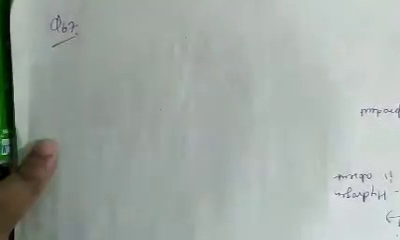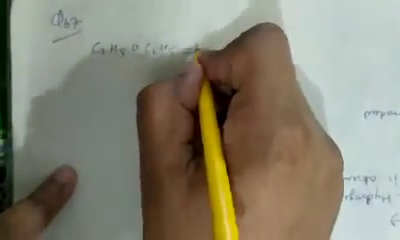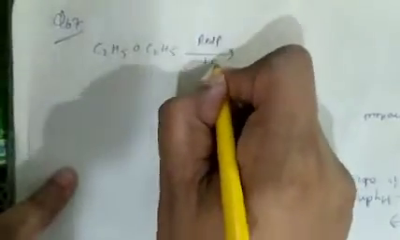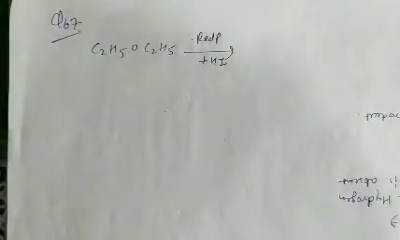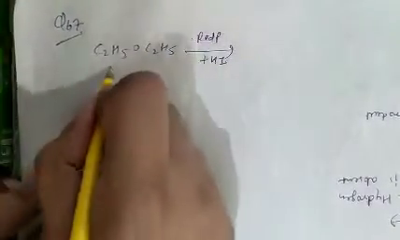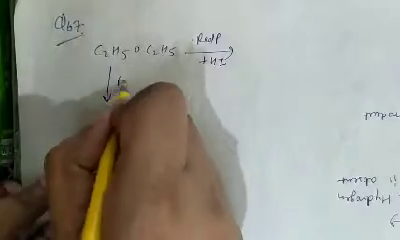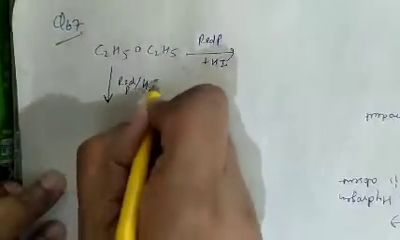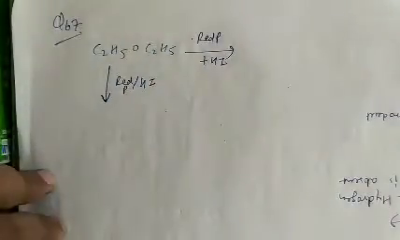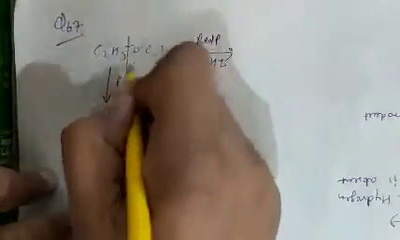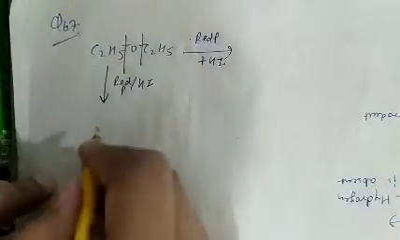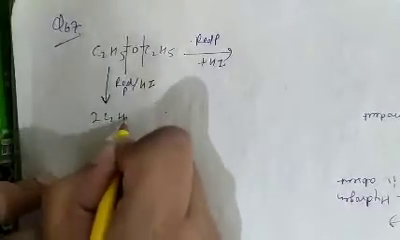In question number 67, the reaction is C2H5OC2H5 with red phosphorus plus HI. With red phosphorus plus HI, it forms... As we know, when it reacts with HI, then cleavage of ether takes place. So this bond will break and this bond also breaks, and this will form two molecules of C2H5I.